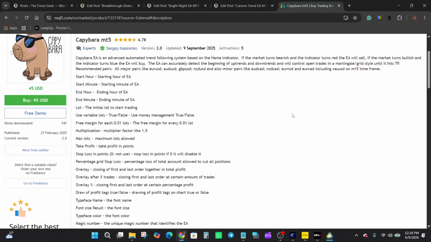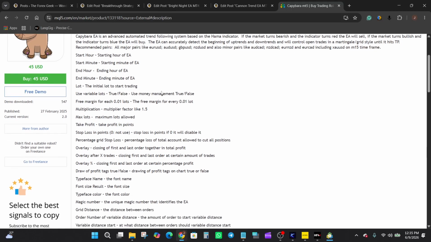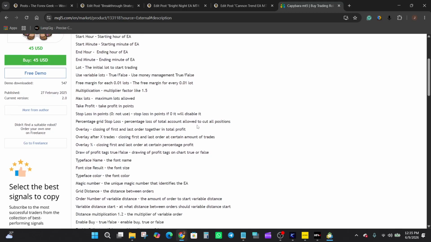Moving into the feature structure, I can see the EA includes a trading session filter with start and end hours, which means trading can be restricted to specific time windows. There is also a lot size configuration system, including both fixed lots and variable lot options, which ties directly into how position sizing is managed. Another key part here is the multiplier system, which affects how trade sizes increase as positions are added. I can also see grid distance settings, variable distance logic, and maximum lot controls, which all point toward a structured grid-based progression once trades are active.